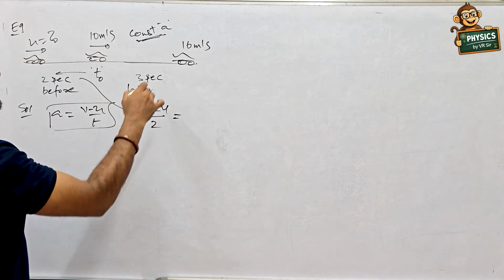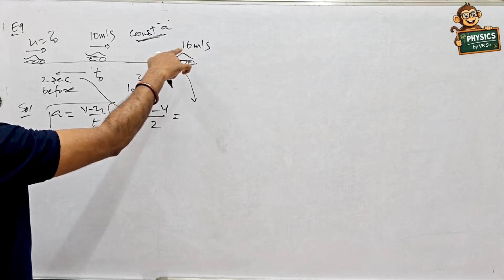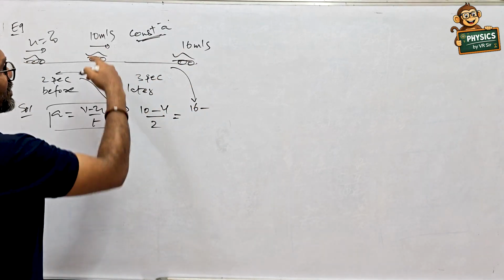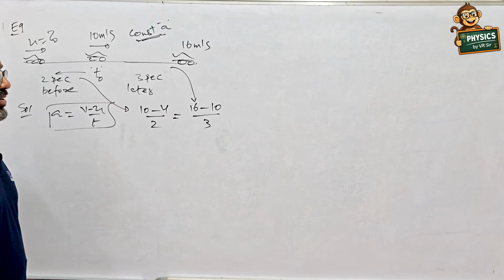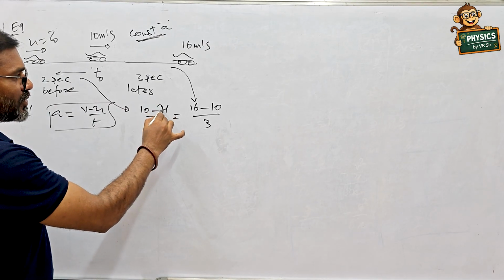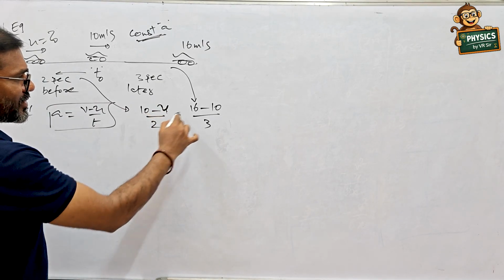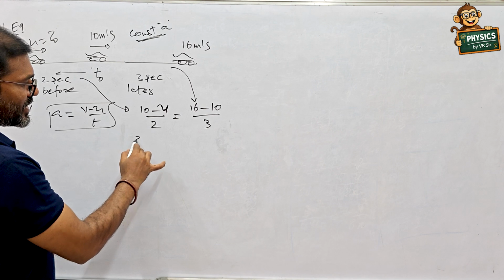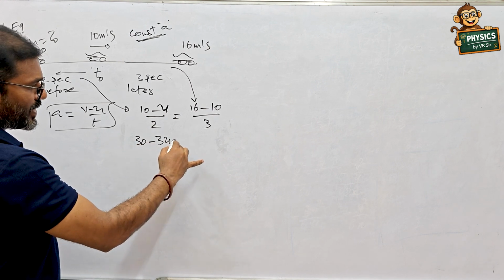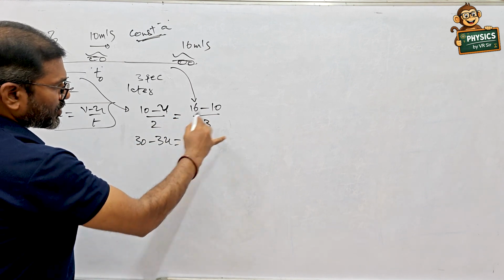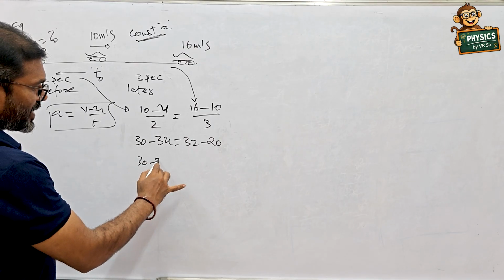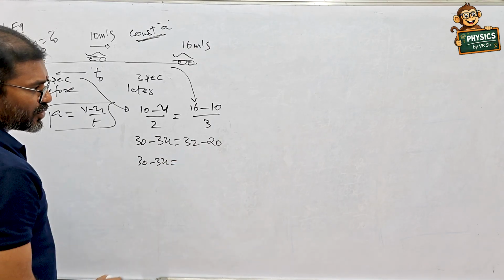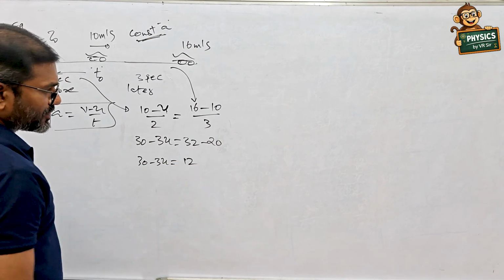This must be equivalent to the second part. What is that second part? Final velocity 16 minus initial velocity 10 upon the time 3. Hope it's clear. This is u. Now cross multiplication: 3 into 10 is 30, minus 3u is equivalent to 32 minus 20. So 30 minus 3u is equivalent to 12.